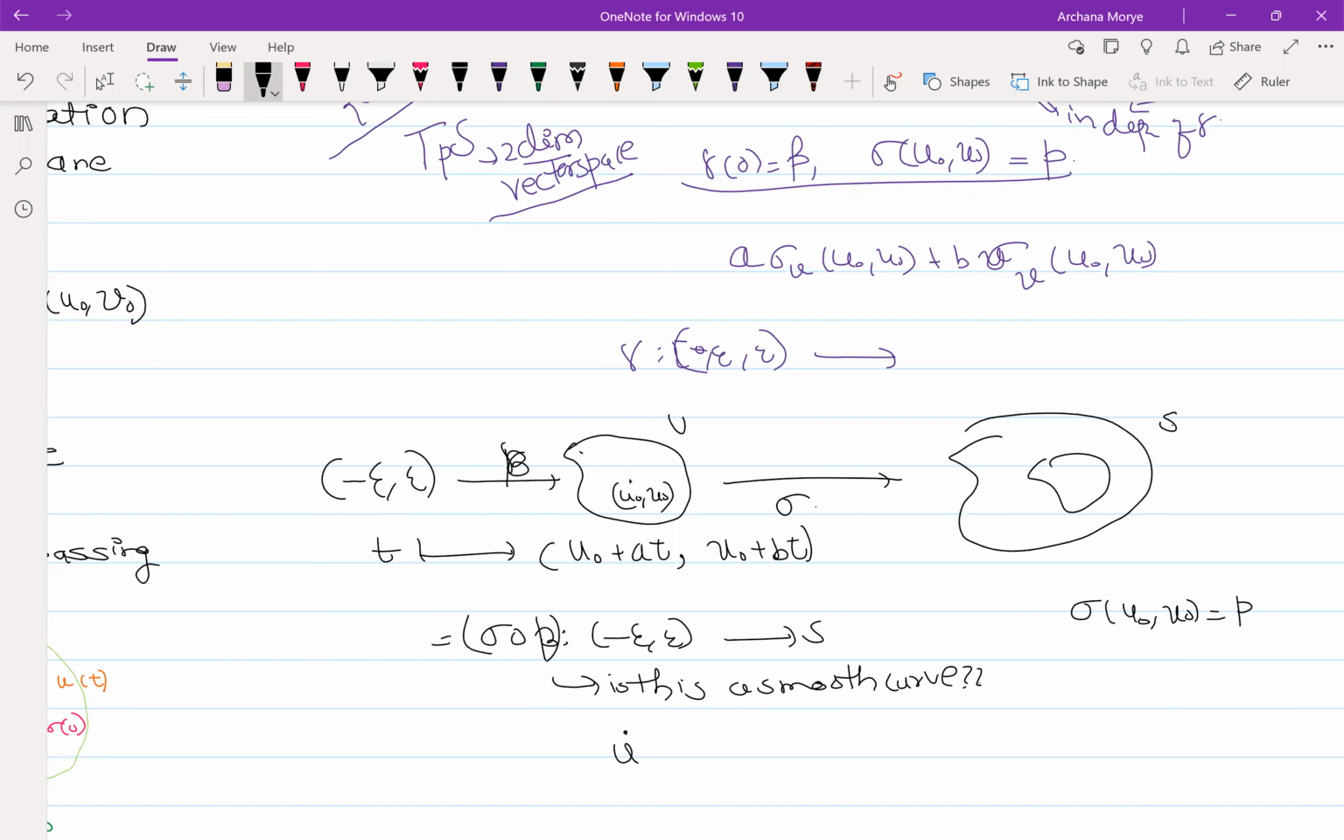And now what is u dot of 0? This is our curve, right? What is u of t here? That is u naught plus a t. So what is u dot of 0? I'm just asking about u. u of t is u naught plus a t. This is a map from R to R.